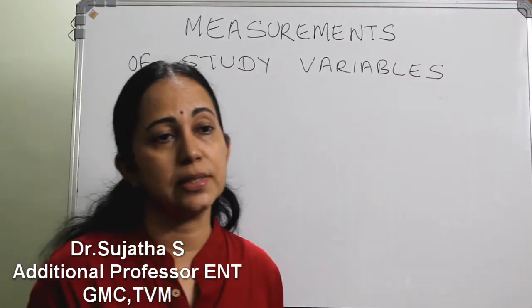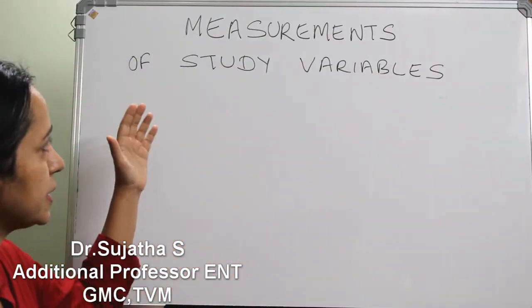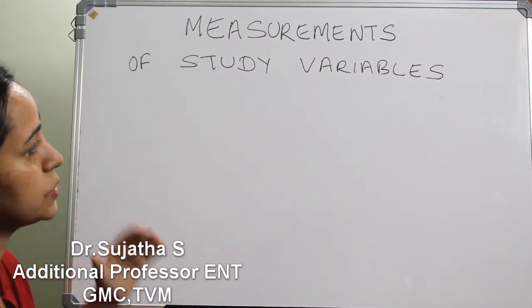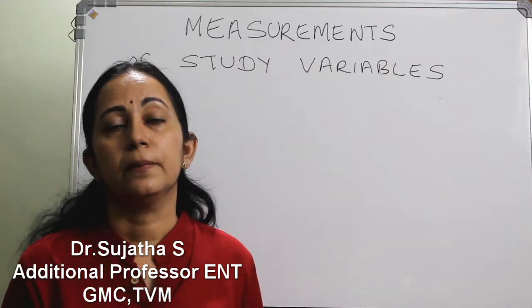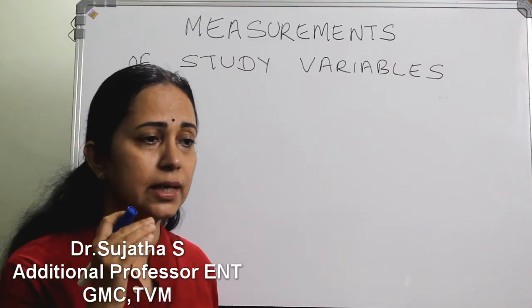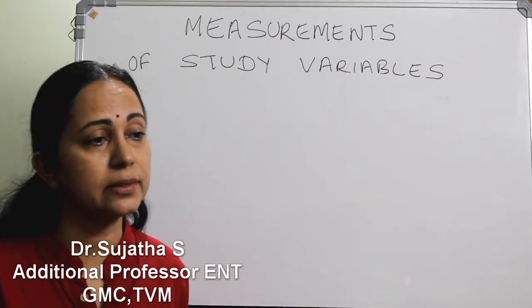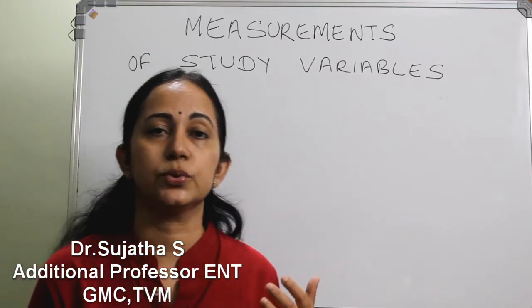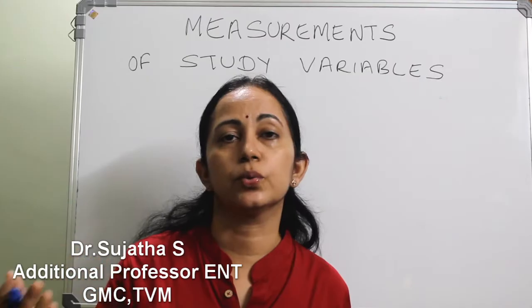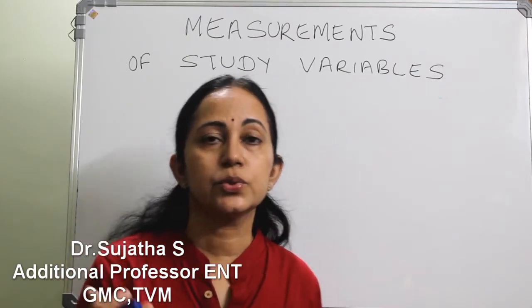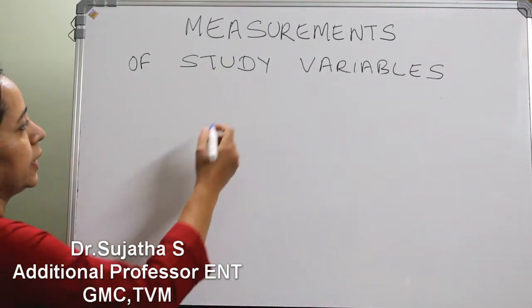So this class is for measurement. I'll describe the measurements of study variables, and I'll stick on to the types of data and how we will measure the study variables, mainly to take average and also dispersion, right? So first I will tell you the types of data.